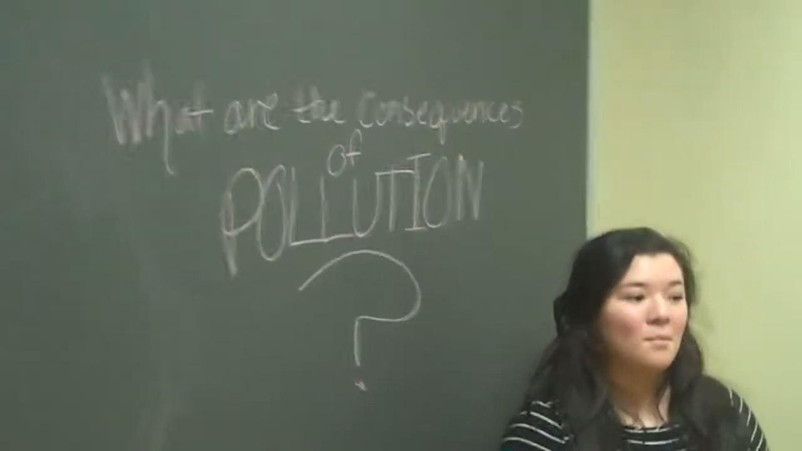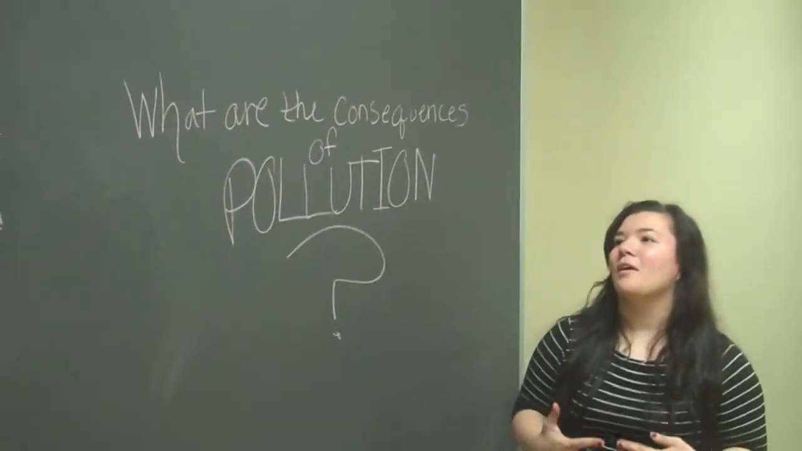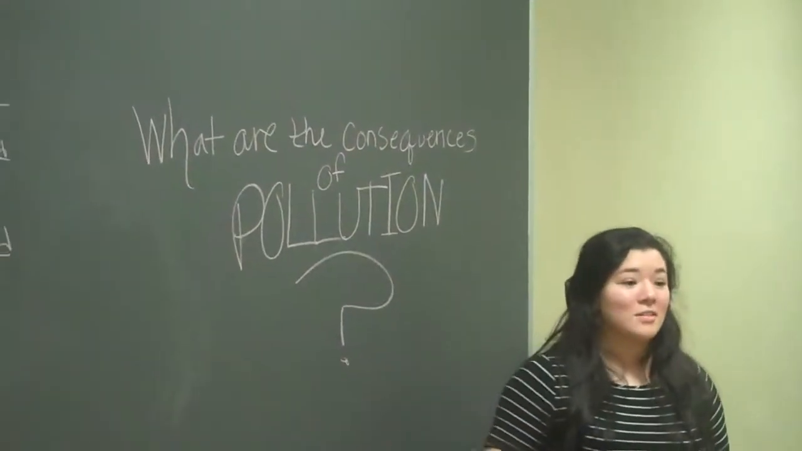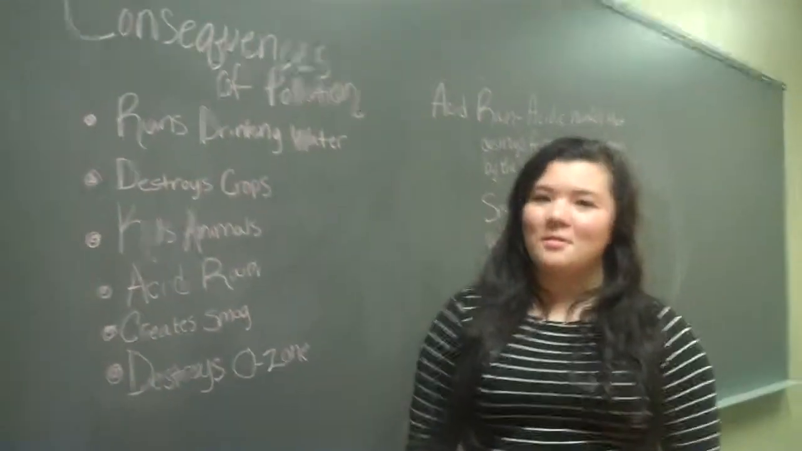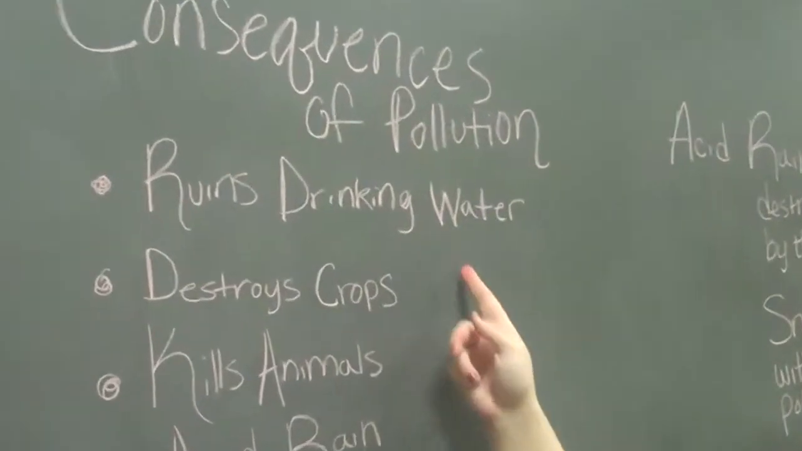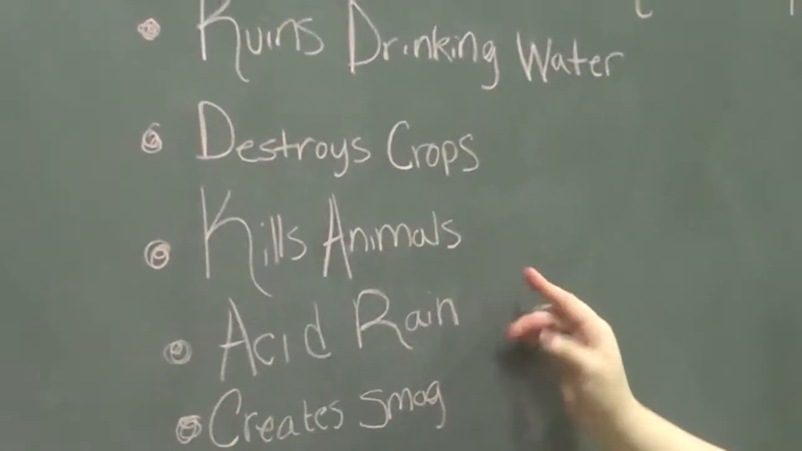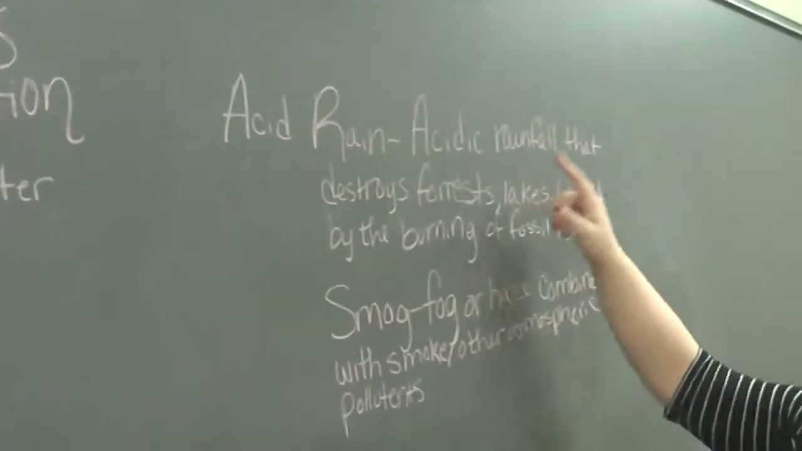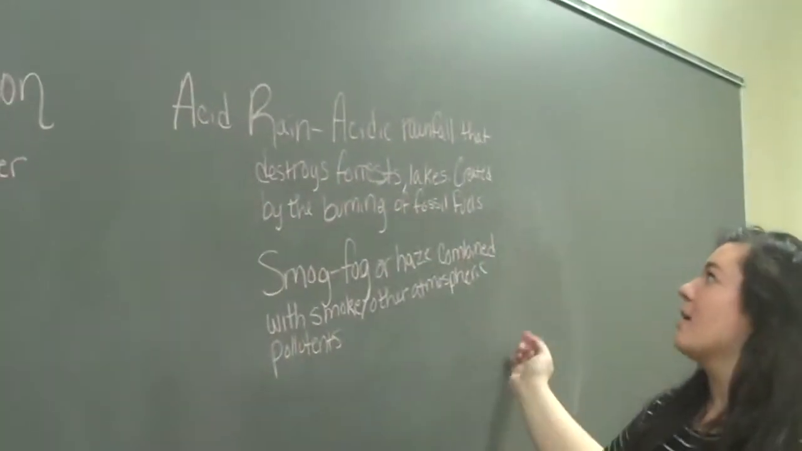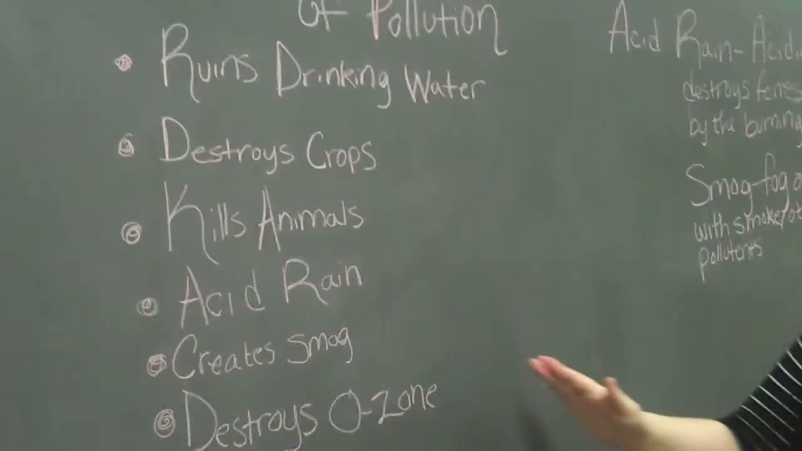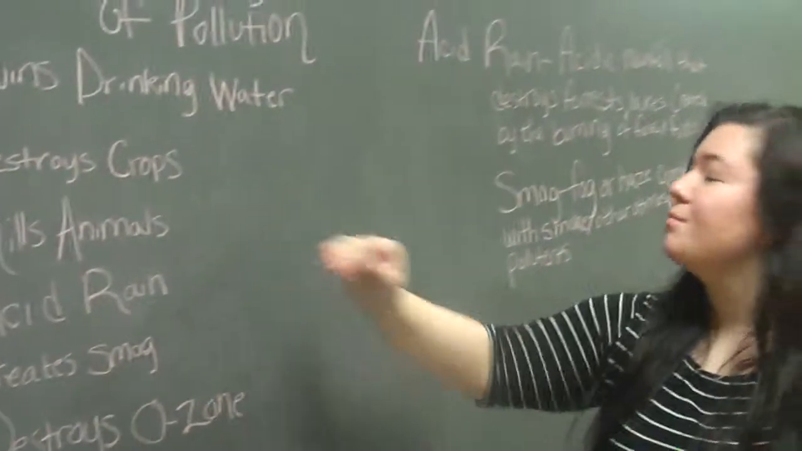Okay, guys. Before we start our lesson today, I really want to know what y'all know about pollution. What are the consequences of pollution? The consequences of pollution: it will ruin drinking water, destroy crops, kill animals. Acid rain will be created, and acid rain is acidic rainfall that destroys forests and lakes, and it's created by the burning of fossil fuels. And then we also have smog created.